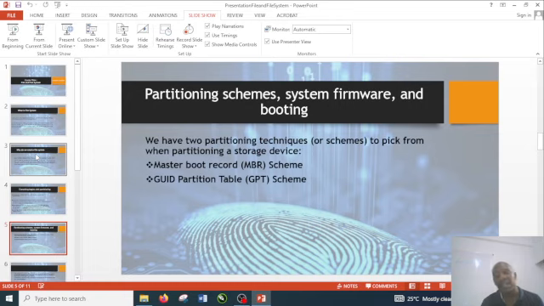And these data structures are used by the device firmware to launch the operating system. We say that the device firmware can hold information that can help the computer to start, and those are the information that help the computer to start.